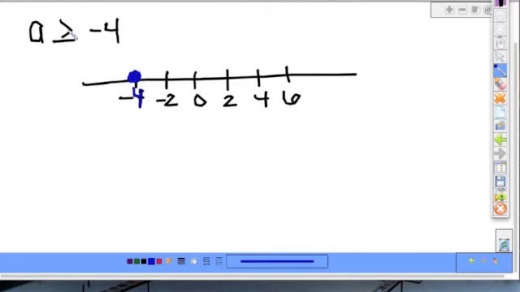And then my arrow is telling me it needs to go in that direction because a is bigger than negative 4. So it's anything that's bigger than the negative 4. If I drew my line in the other direction, I'm telling myself that it's less than negative 4. No. The answer is something either negative 4 or larger. All right.